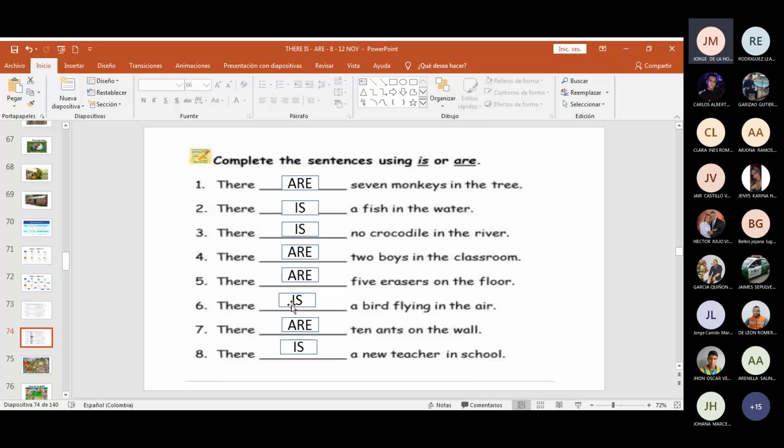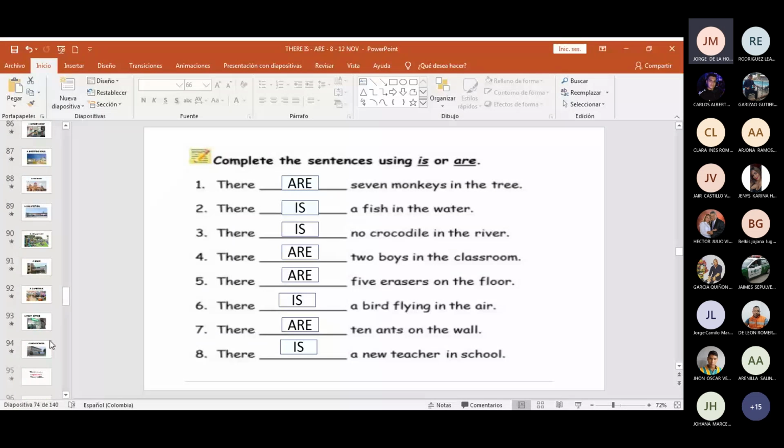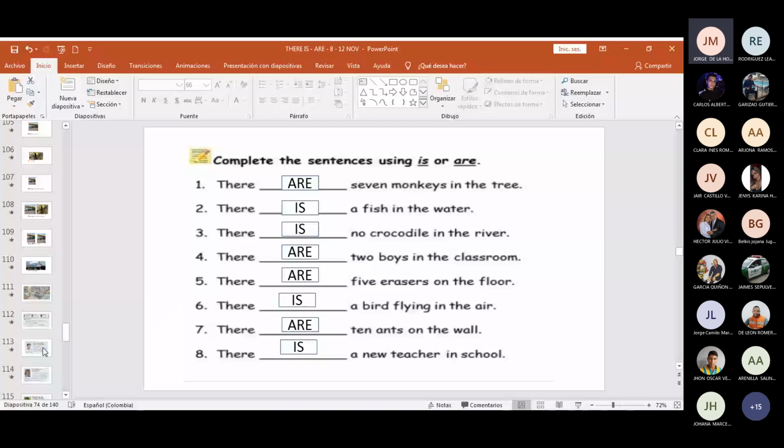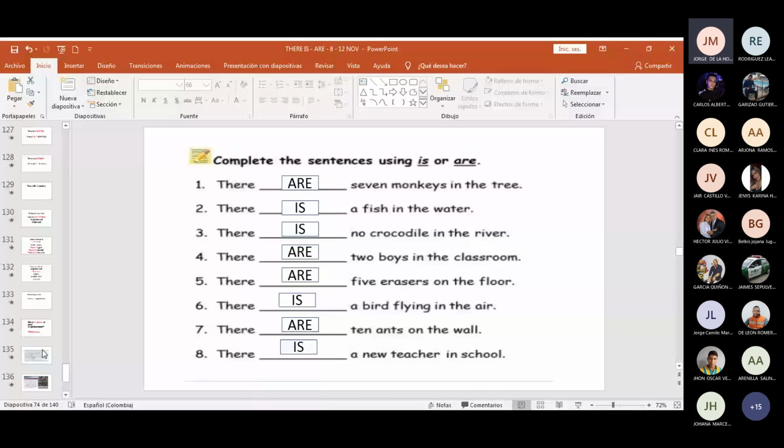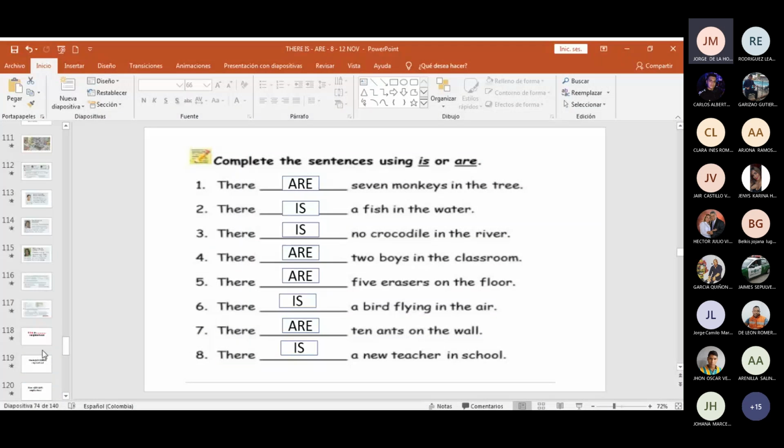So class is very easy because you are going to complete using there are 7 monkeys, there is a fish, there is no crocodile, there are 2 boys, there are 5 erasers, there is a bird, there are 10 ants on the wall, and there is a new teacher. Muchas veces sin saber qué significa el vocabulario, pero mirando la cantidad, it's very easy to use there is or there are, depending on the situation, student. Right? Okay. But that is the activity.